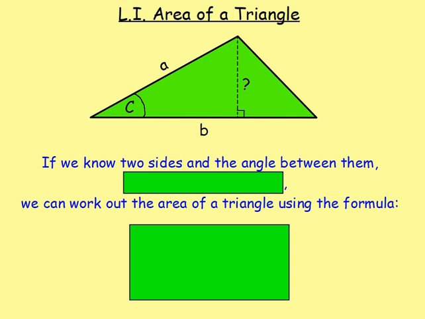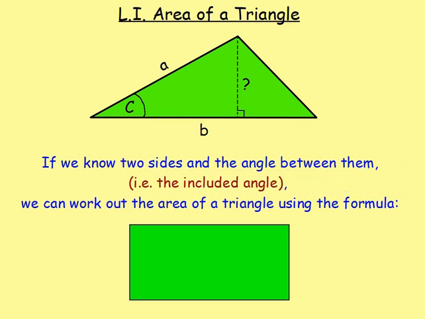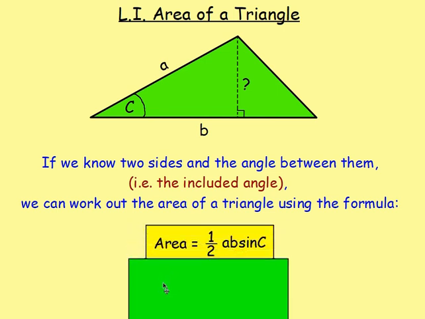But for those of you that were not geeky, that went on to this bit, if you know two sides and the angle between them, the angle between them is known as the included angle. It is indeed. It's the angle between the two sides. You can work out the area of any triangle using this formula.